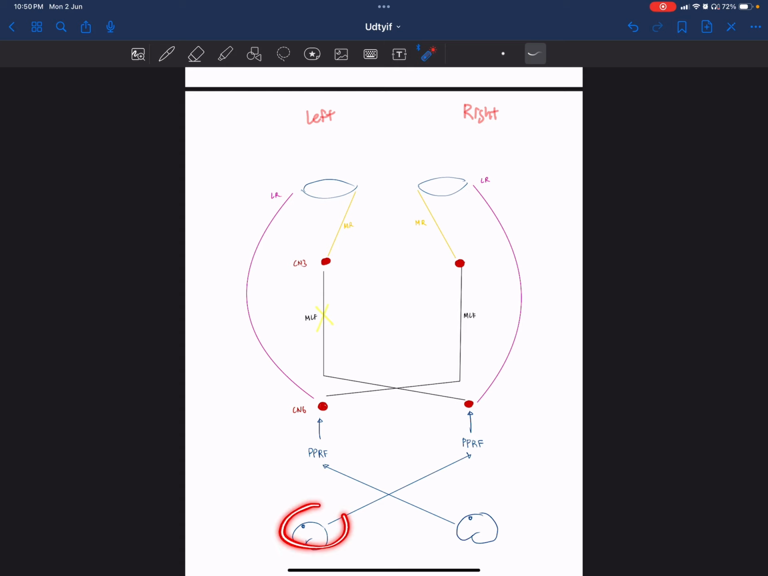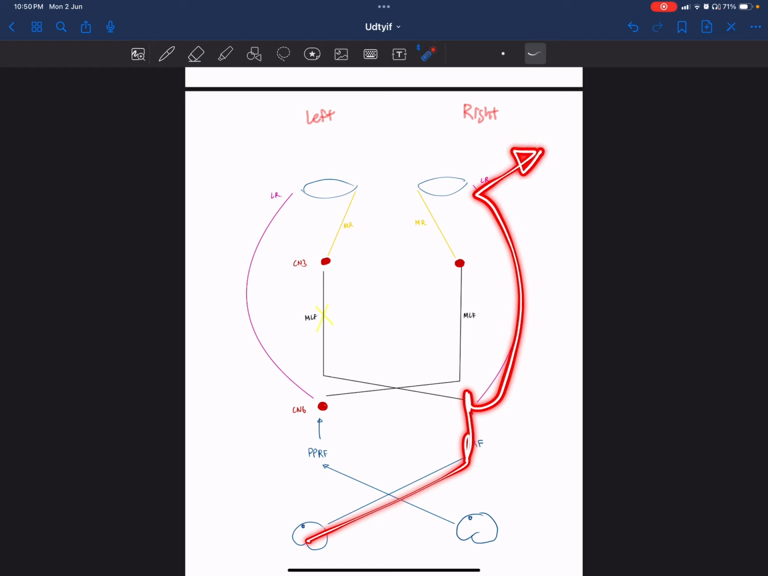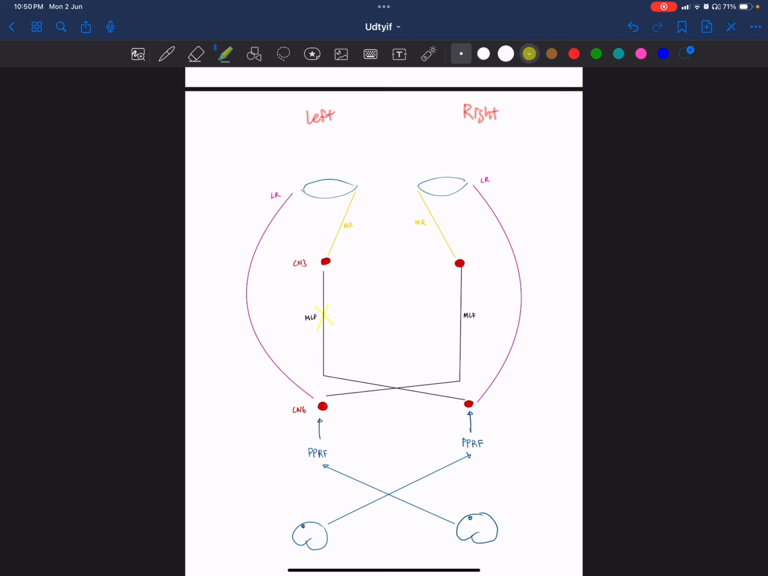Now, if your brain thinks, okay, time to look in the rightwards direction, then the left side is saying, okay, let's look in the right direction. This will come here, this will come here, this will come here. Your right eye will look in the right. Very good. That's a good thing. Your right eye will look in the right.